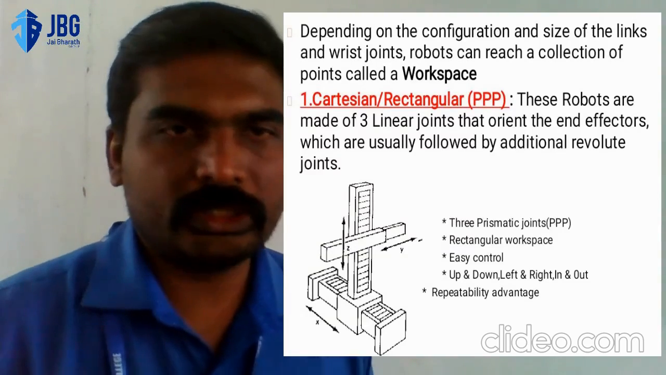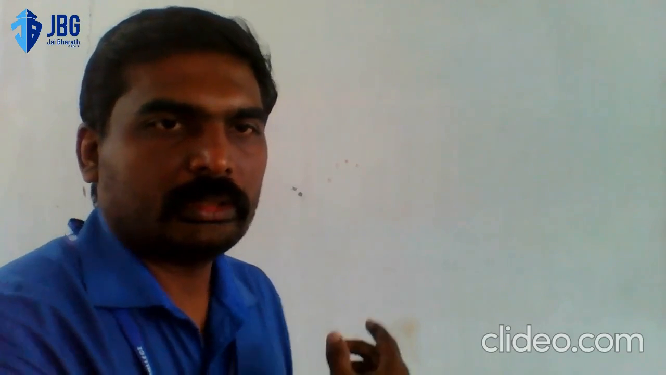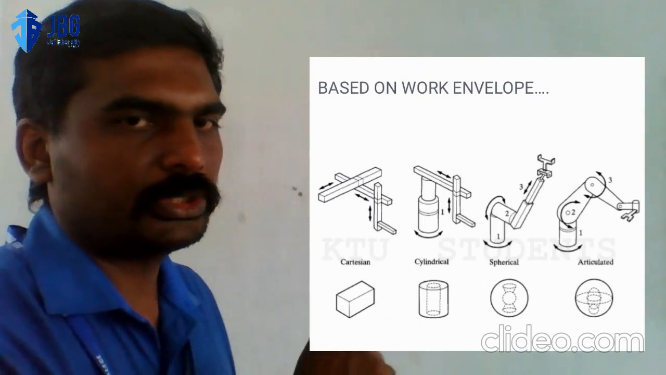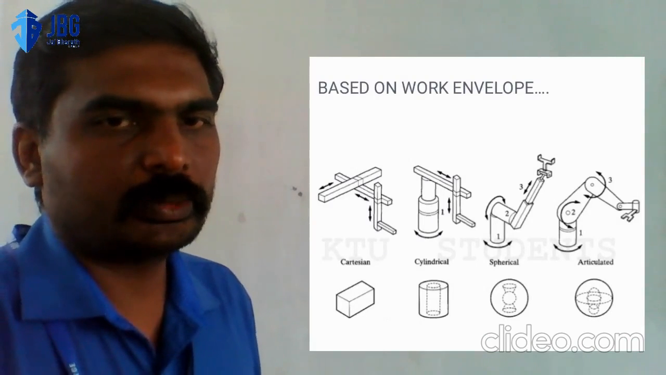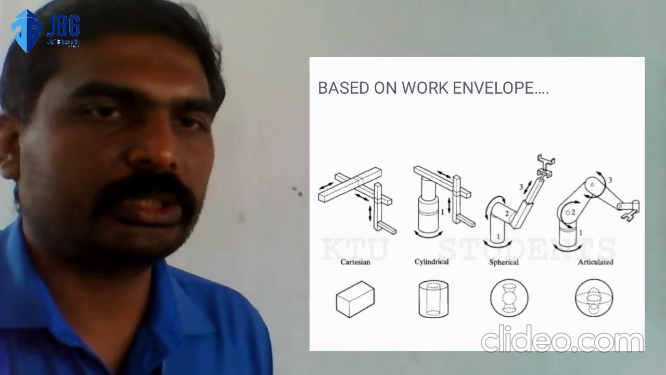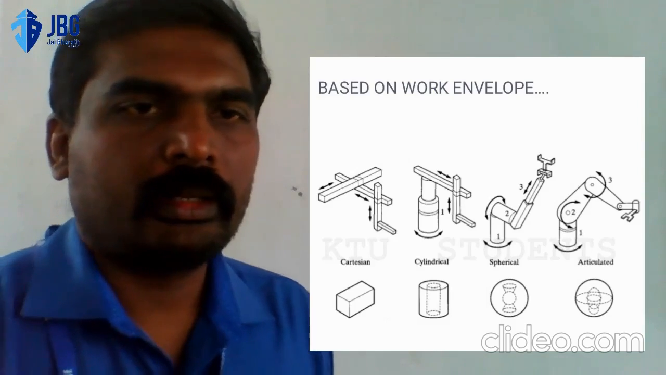Okay, that's the end of the Cartesian coordinate robot arm. I can show you the workspace of a Cartesian coordinate robot here. The first figure shows the workspace of a Cartesian coordinate robot. You can see the rectangular shape of the workspace. Okay, thank you.